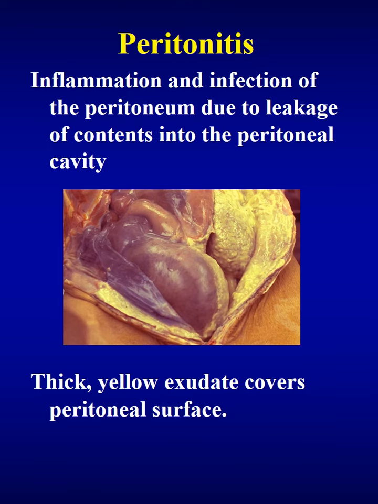A condition of a faulty peritoneal cavity is called peritonitis. And so this is where we have inflammation and infection of the peritoneum due to leakage of contents into the peritoneal cavity. This could be caused by a variety of reasons, such as a bacterial infection, a rupturing of an organ, or complications with surgery. And this can be fatal, so if the appendix, say, bursts and enters into the peritoneal cavity, then this would cause inflammation that could be fatal.